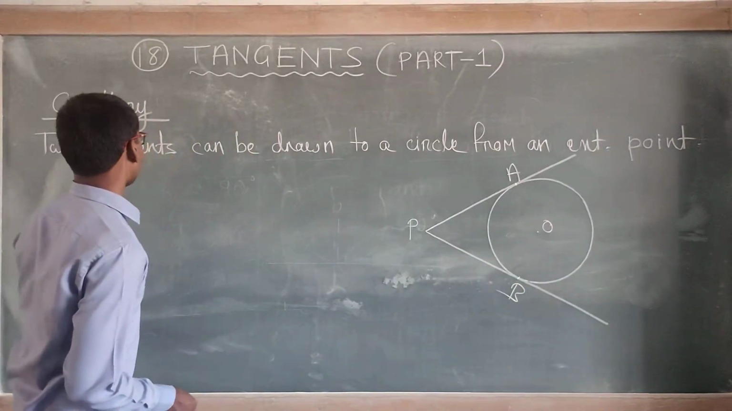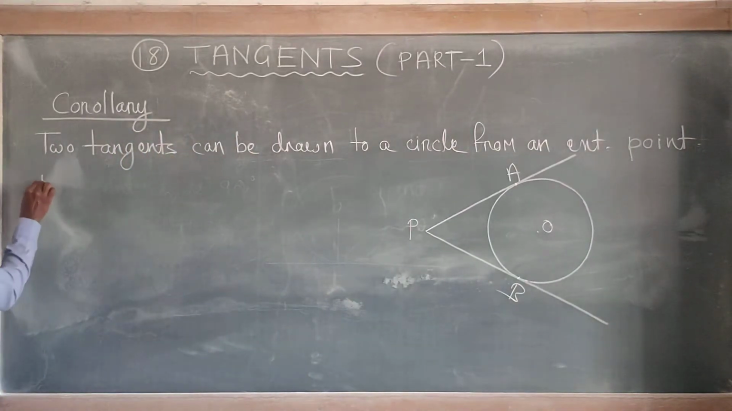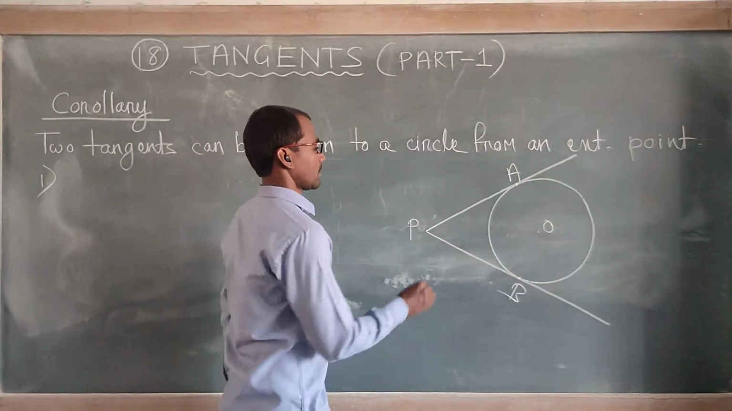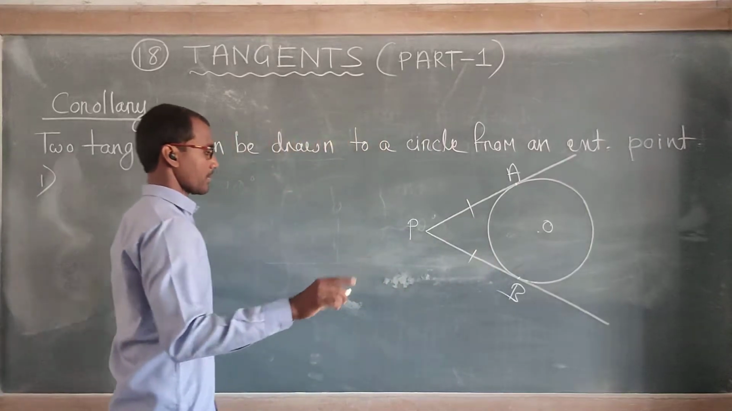Then we have some important points in this corollary. Number one, the tangents are equal in length, meaning PA is equal to PB. Remember this.